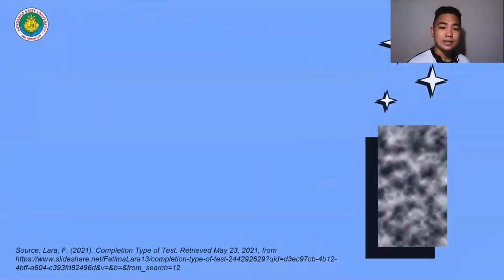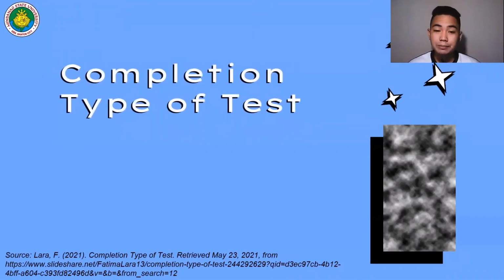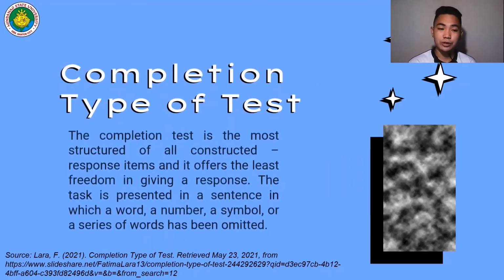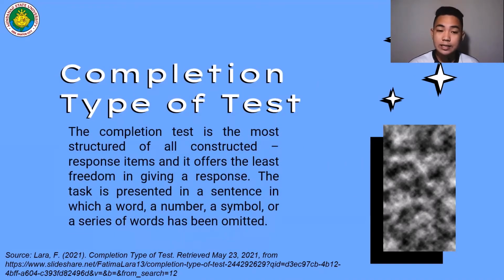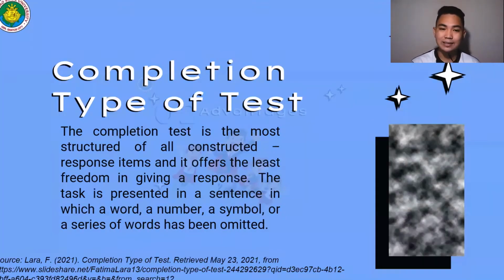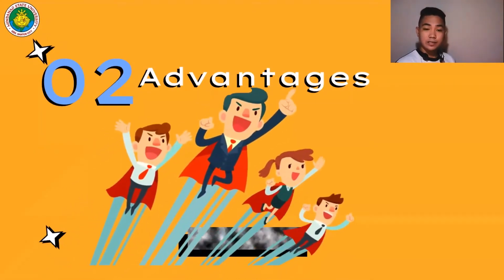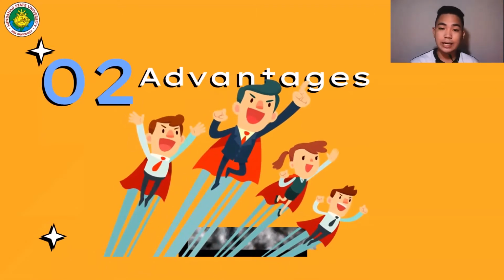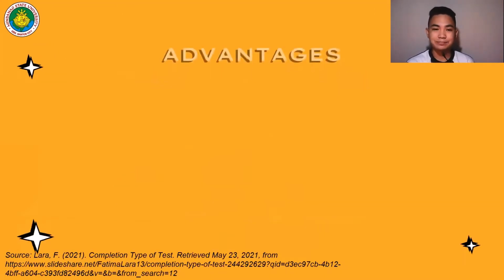What is a completion type of test? So based on the definition, the completion test is the most structured of all constructed response items, and it offers the least freedom in giving a response. The task is presented in a sentence in which a word, a number, a symbol, or a series of words has been omitted. So what are the advantages of using a completion type of test?